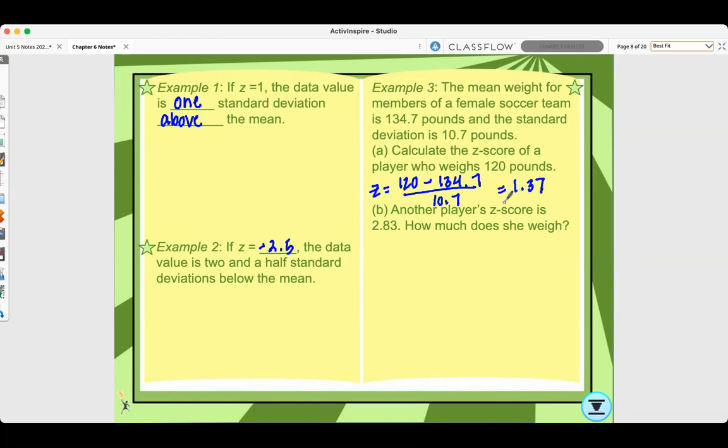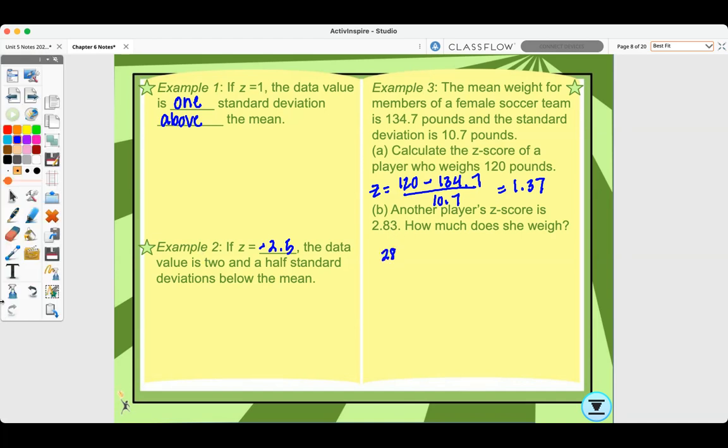Another player's z-score is 2.83. How much does she weigh? So we would use the same formula, but the z-score would be 2.83. And we know it should be above the mean because that's above 0. 2.83 equals y minus 134.7 all over 10.7. And you should get y equals 2.83 times 10.7 plus 134.7, and that equals about 165 pounds.